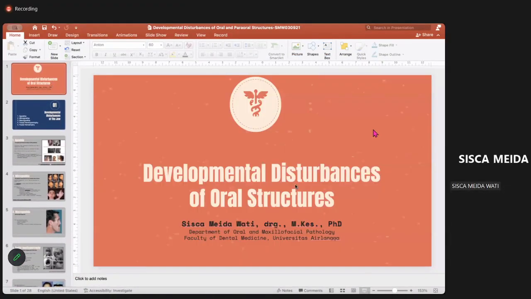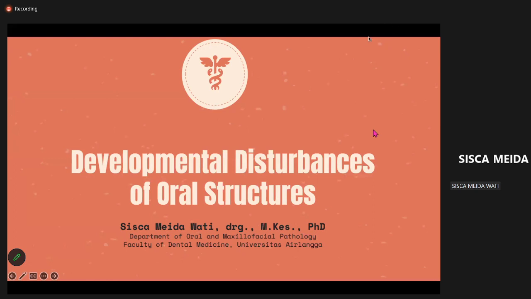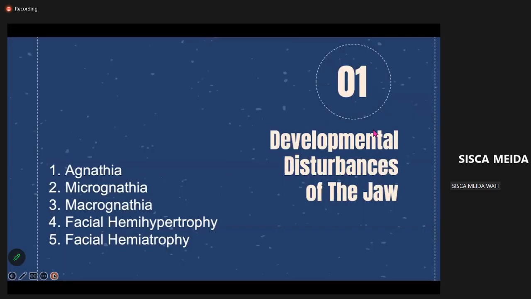Okay, so this is the developmental disturbances of oral structures. Actually, in oral structures, we have so many tissues, right? So, of course, each tissue has its several disturbances. For example, developmental disturbances of the jaw. I will explain 5 of them: agnathia, micrognathia, macrognathia, facial hemihypertrophy, and facial hemiatrophy.